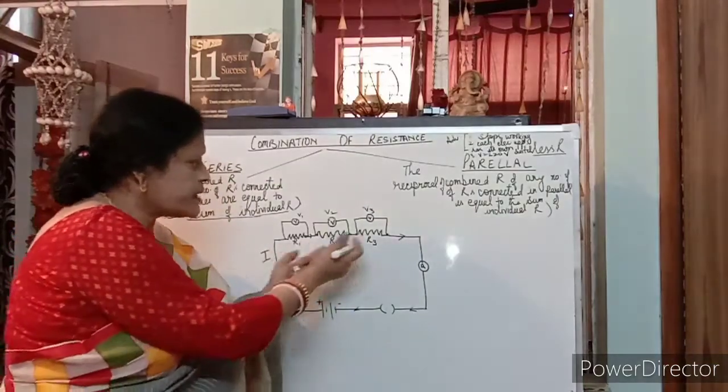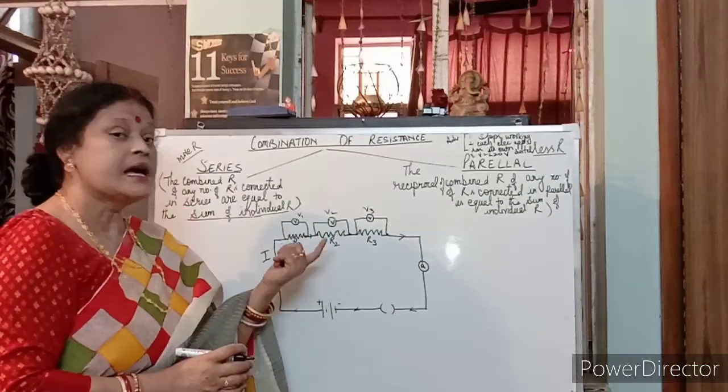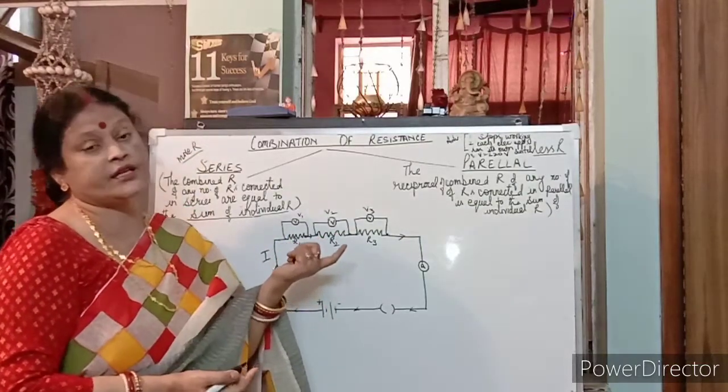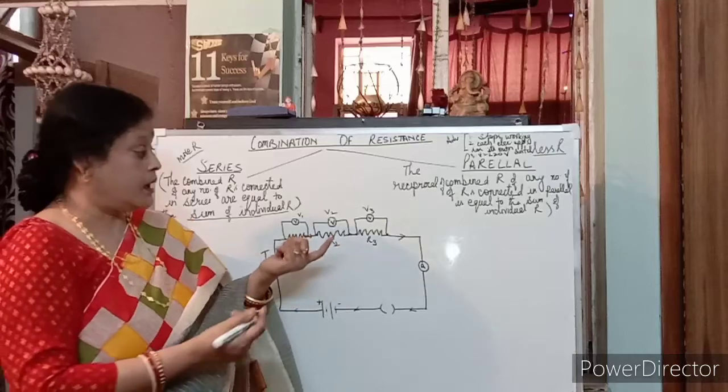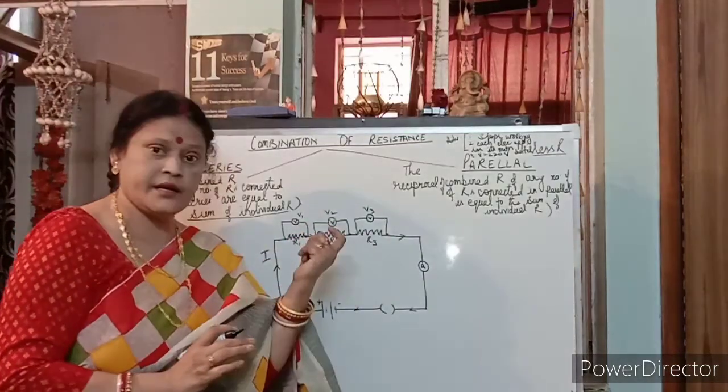It is not necessarily 3. You can take any number of resistances connected, and every resistance can be connected to gadgets, maybe a refrigerator, bulb, tube, any gadget you can use.